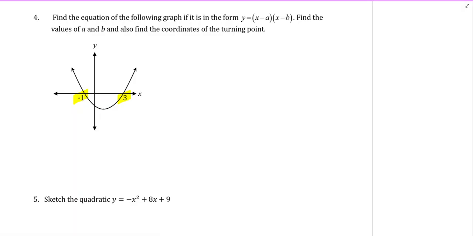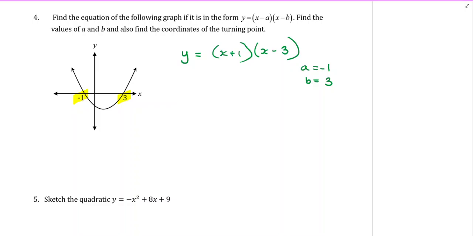But we're basically doing null factor in reverse. If the solution is minus 1, that means in the bracket we should have had x plus 1. And if 3 was the solution, then that would be x minus 3 for the second bracket. So the values of a and b would be that a is equal to negative 1 and b is equal to 3, because of the minuses, they become the opposite symbol from there. Okay, so we've done step number 1. We've found the equation in that form.